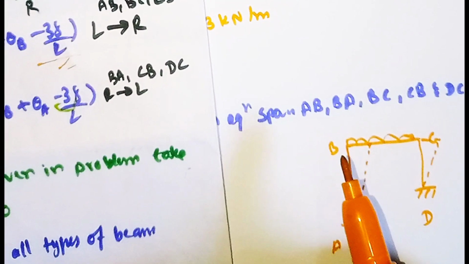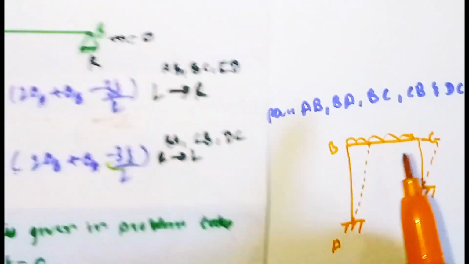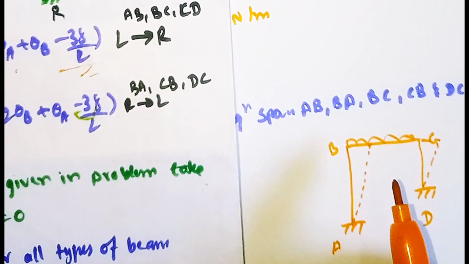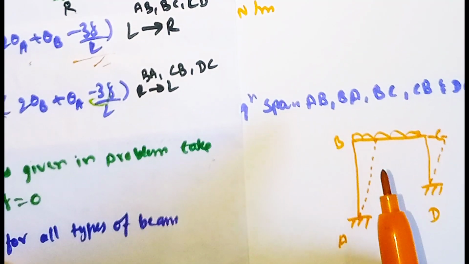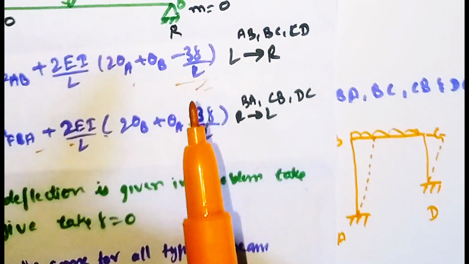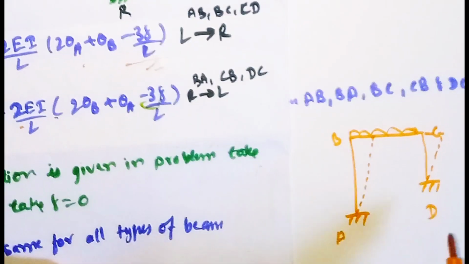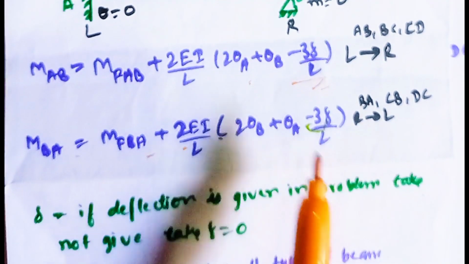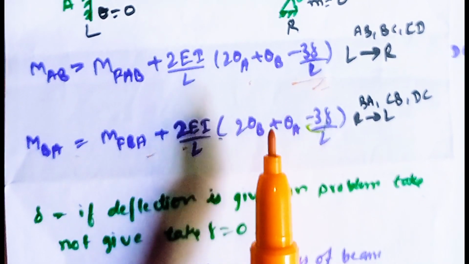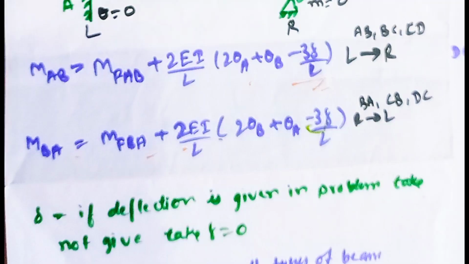For calculating BC, we should not take 3 delta divided by L because it is the horizontal member, and deflection does not act on the horizontal member. So while calculating BC as well as CB, we should not consider 3 delta divided by L. We need to consider this only for the vertical members, BA and DC. While solving, I will let you know how to calculate this. We'll see the step by step procedure.